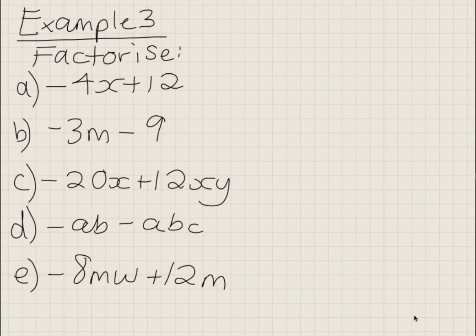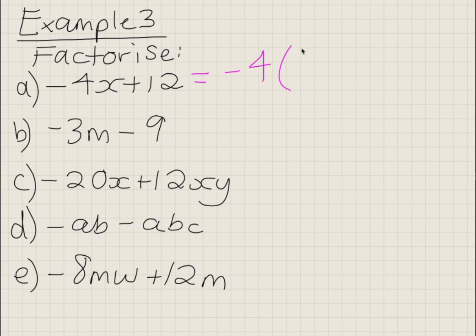Example 3, when the leading term, as in the number out the front, has a minus sign, we actually pull the minus out with the number at the front, which can make it a bit tricky for deciding what sign to use in the middle. So for example, the highest common factor of 4 and 12 we know is 4, but the first number there is minus, so we're going to pull a negative 4 out the front.